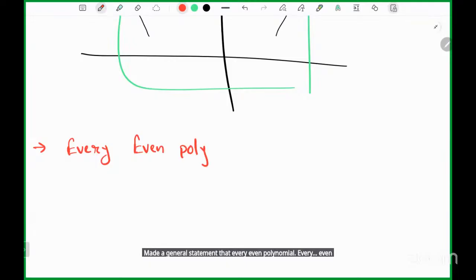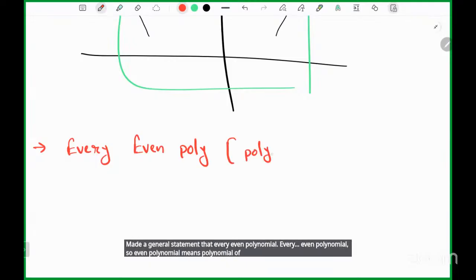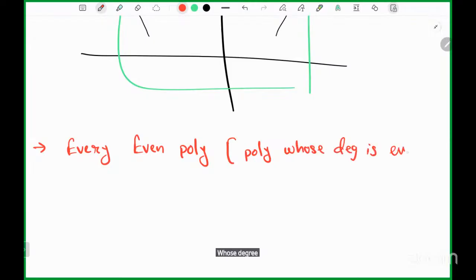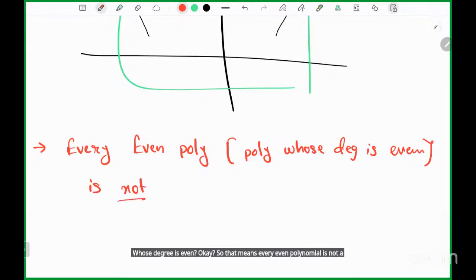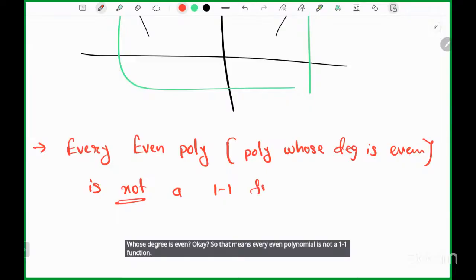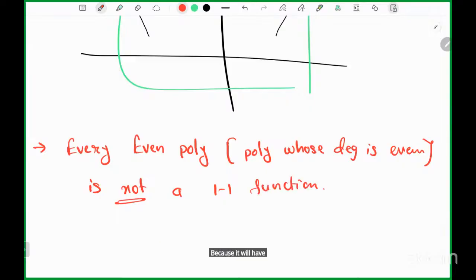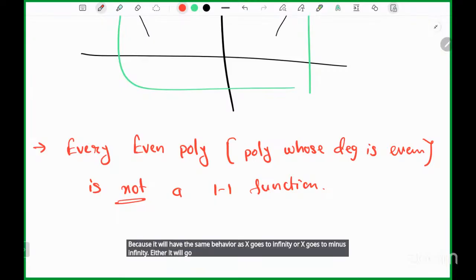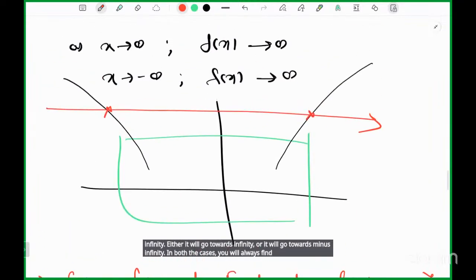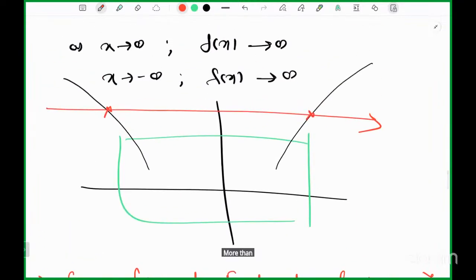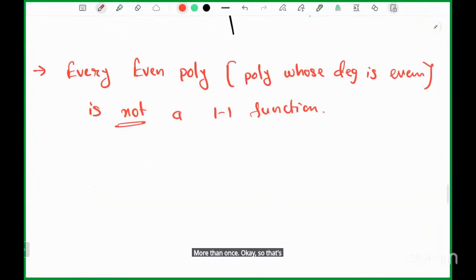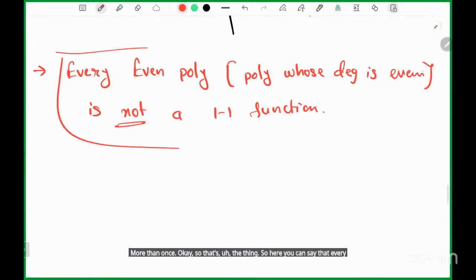so even polynomial means a polynomial whose degree is even, right? Every even polynomial is not a 1-1 function, because it will have the same behavior as x goes to infinity or x goes to minus infinity. Either it will go towards infinity or it will go towards minus infinity. In both cases, you will always find a line which intersects the graph more than once. Okay, so that's the thing.